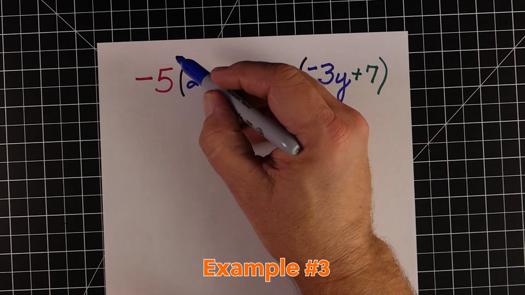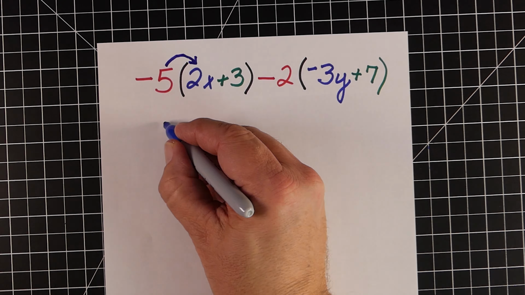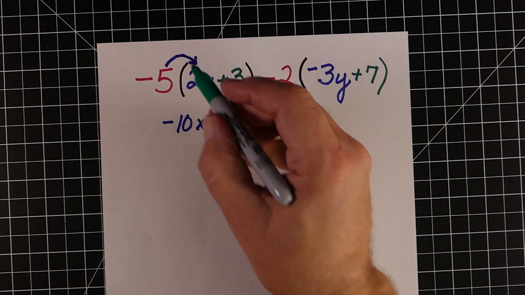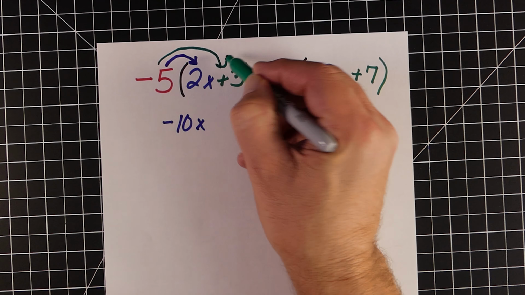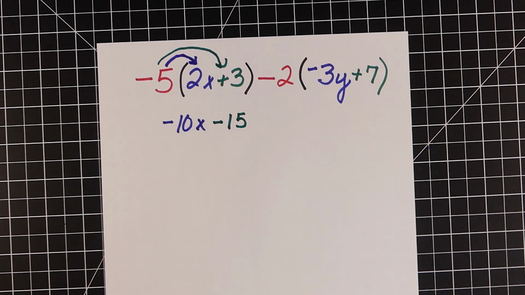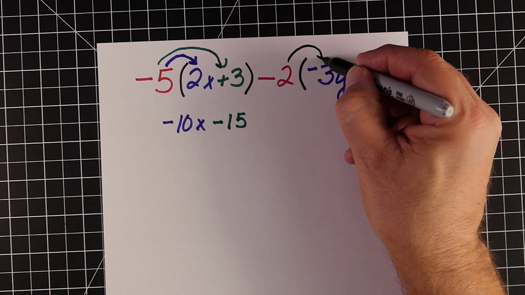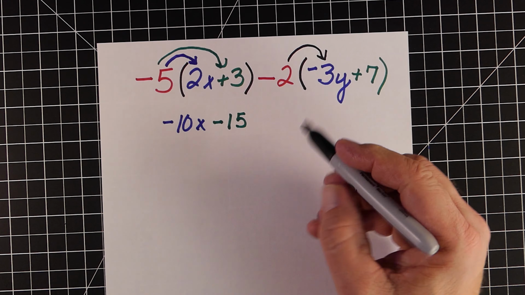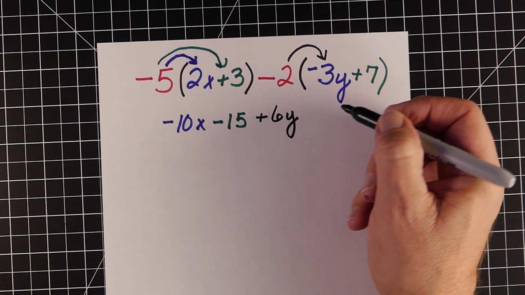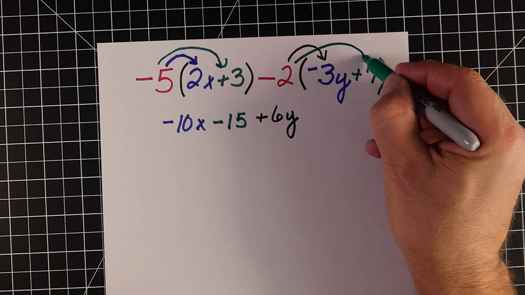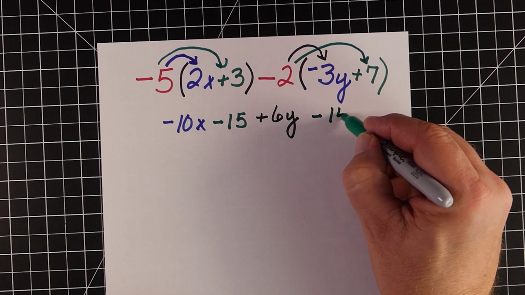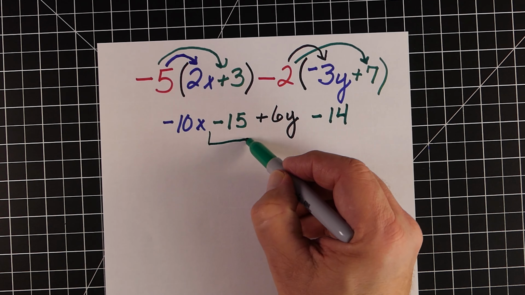Now this one gets a little trickier because now we're going to distribute two different ways. So on the left side here, we're going to take negative 5 times 2x, which is negative 10x. Then we have negative 5 times a positive 3, which would be a negative 15. On the right side, what we're distributing or sharing is the negative 2. We include that minus sign with the 2. So a negative 2 times a negative 3 would be a positive 6y. And then we're going to take negative 2 times a positive 7, which would be minus 14. So we've used our distributive property two different ways.